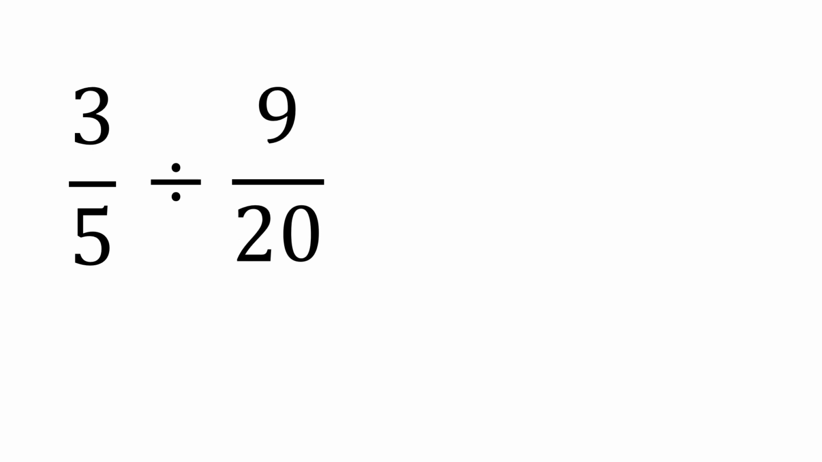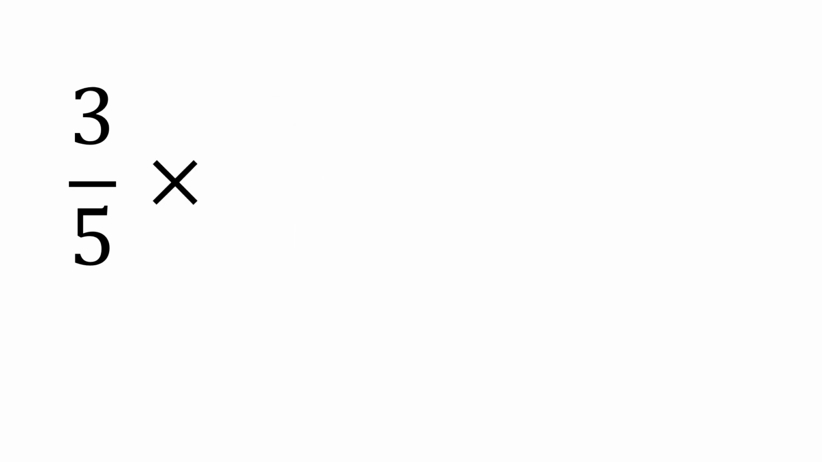So how about this example? 3/5 divided by 9/20. So we follow the 3 steps. We keep, change, and invert. Then we will do cross cancellation.